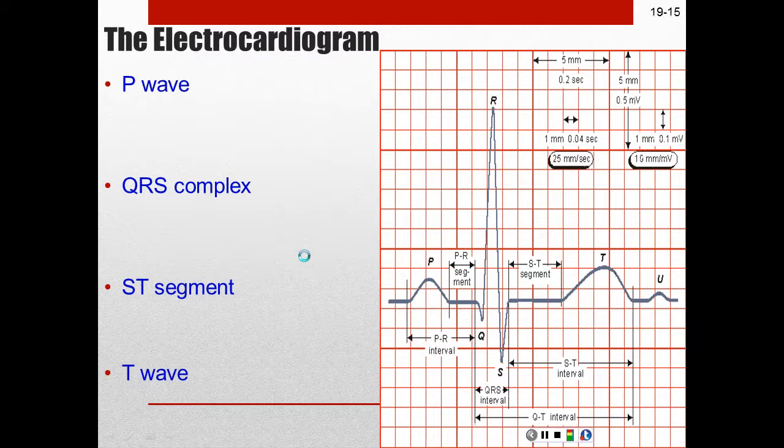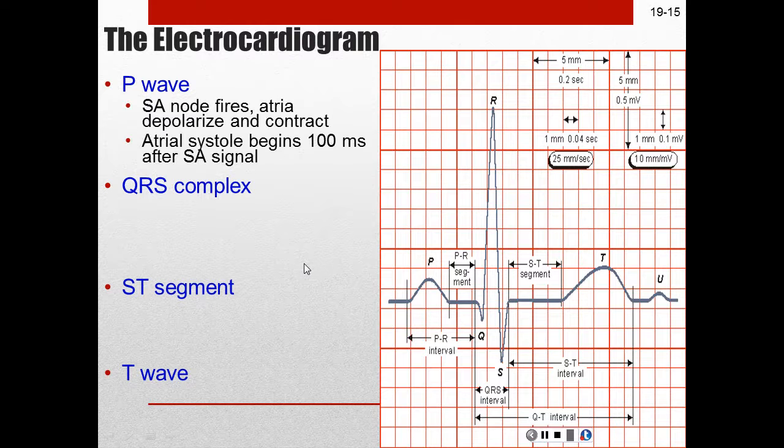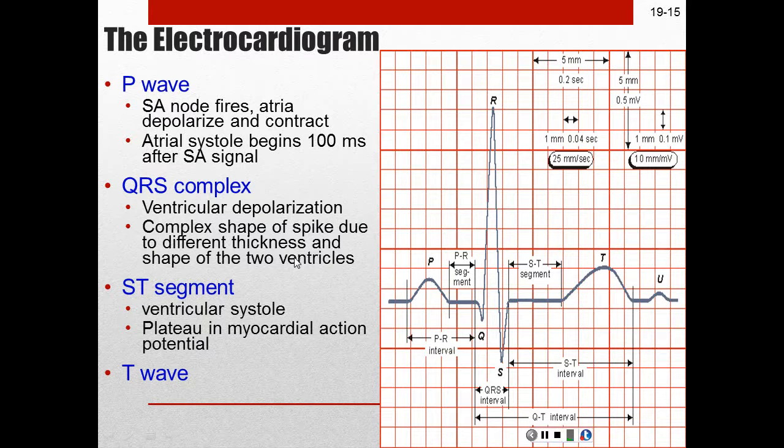Now when we look at the EKG, we have our P wave. Let me pull up everything for you guys so I don't forget. Alright, so the P wave is produced when a signal from the SA node spreads through the atria and depolarizes them. So basically we're looking at the contraction of our atria, starting with the SA node, that's the atria here. Then the atrial systole begins about 100 milliseconds after the P wave begins.